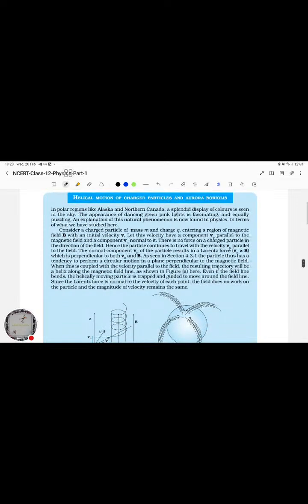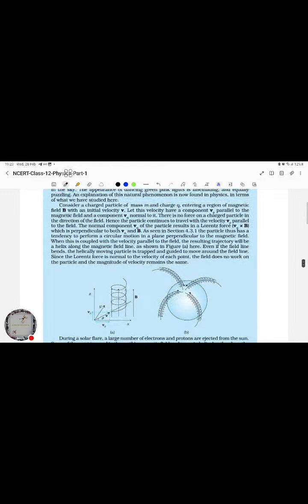So that's the substitution of whatever formulae we have learned till now. So in polar regions like Alaska and northern Canada, a splendid display of colors is seen in the sky. The appearance of the dancing green-pink lights is fascinating and equally puzzling. An explanation of this natural phenomenon is now found in physics in terms of what we have studied here.